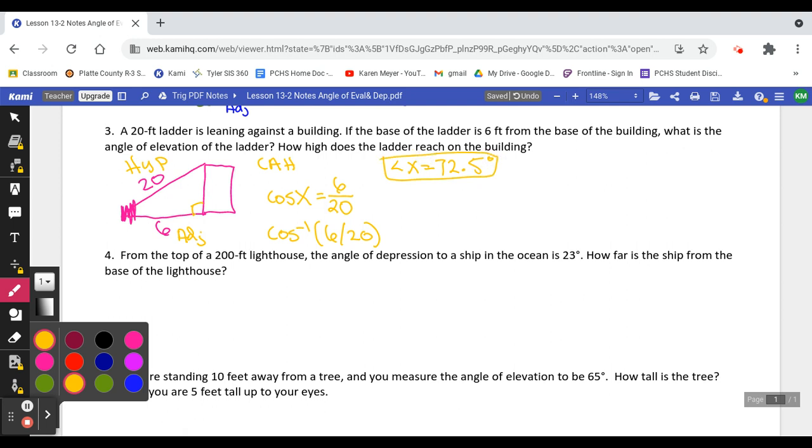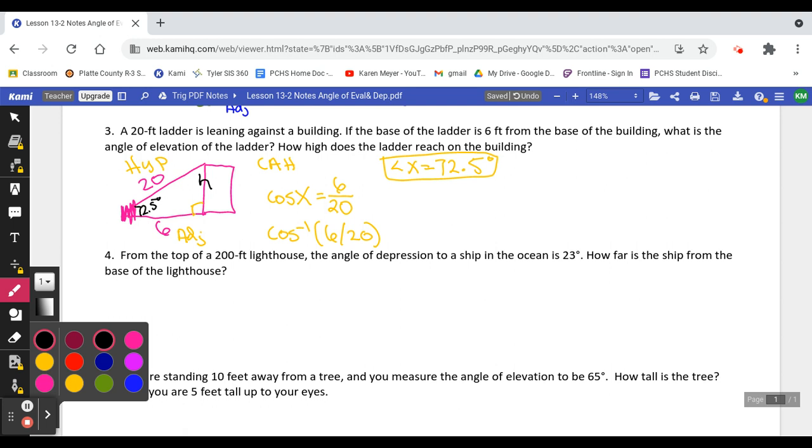Now, this question also has a second part. So let's look at the second part. It says, how high does the ladder reach the building? Okay, so that means I'm looking for the height over here. So I put h in for my height. And I now know my angle is 72.5. So I'm going to use that angle.